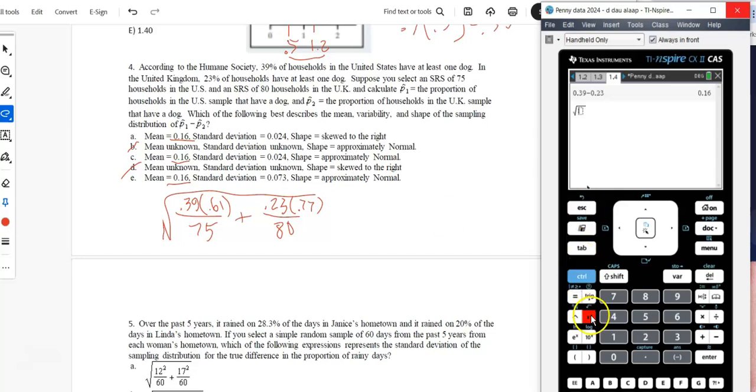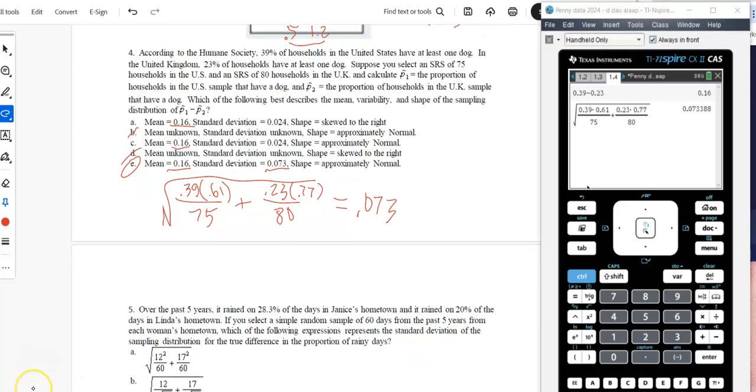Square root. Open parentheses, 0.39 times 0.61 over 75, plus 0.23 times 0.77 over 80. Let's see what we get. So the standard deviation is 0.073. There we go, 0.073. I think we got it.